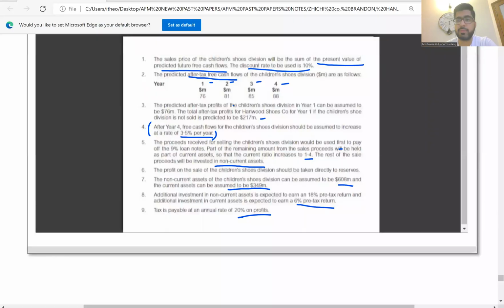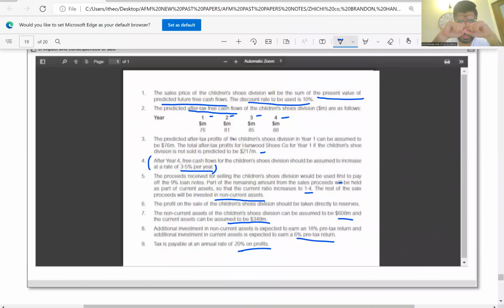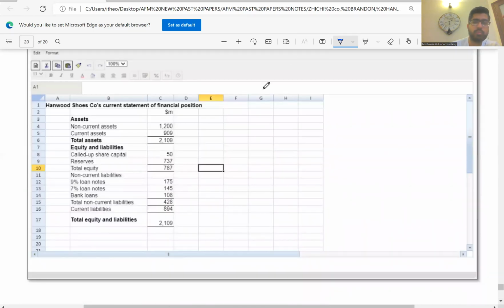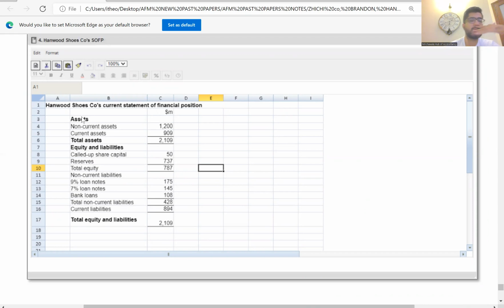Okay, after this, we got the sale price of the shoe division. We just completed it. Now we need the impact on SOFP, right? The statement of financial position. If you need the impact on SOFP, I would suggest you copy the same format of the statement of financial position so that it will be easy.